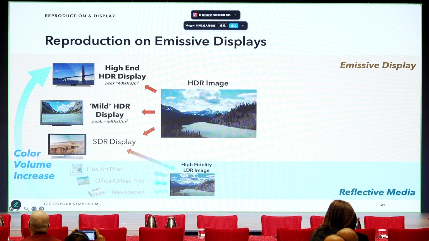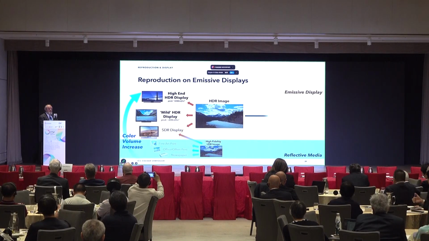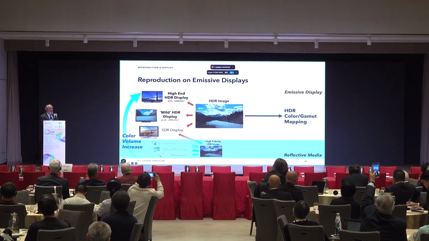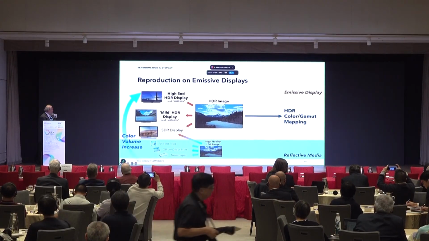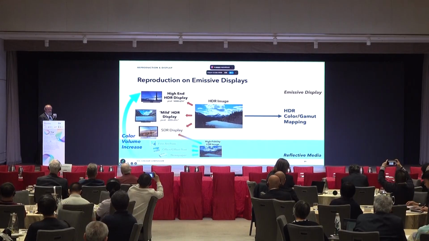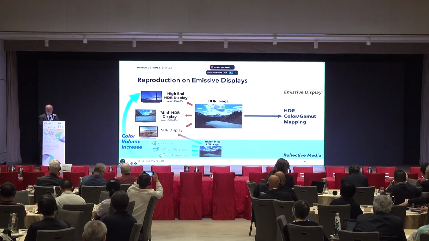So we can obviously show this LDR image on an SDR display, but we might get better results if we take an HDR image, and now we can map these onto the different capability displays, even high-end HDR displays. But if we now want to map them accurately as well, we need to apply, again, color or gamut mapping, but this time in HDR.